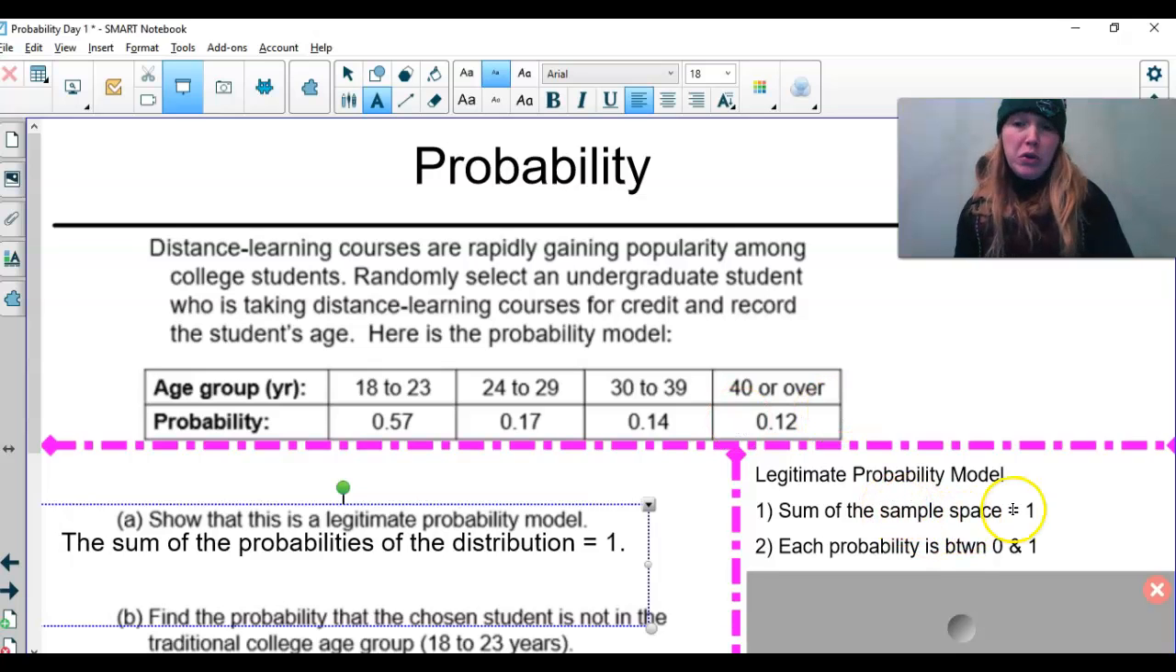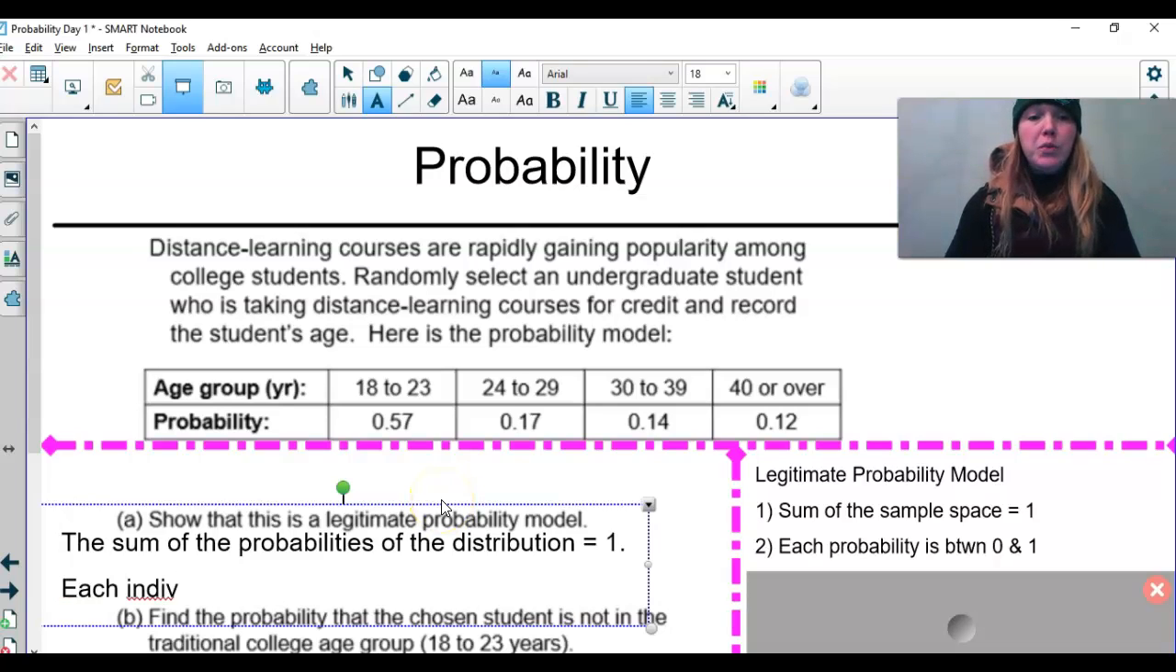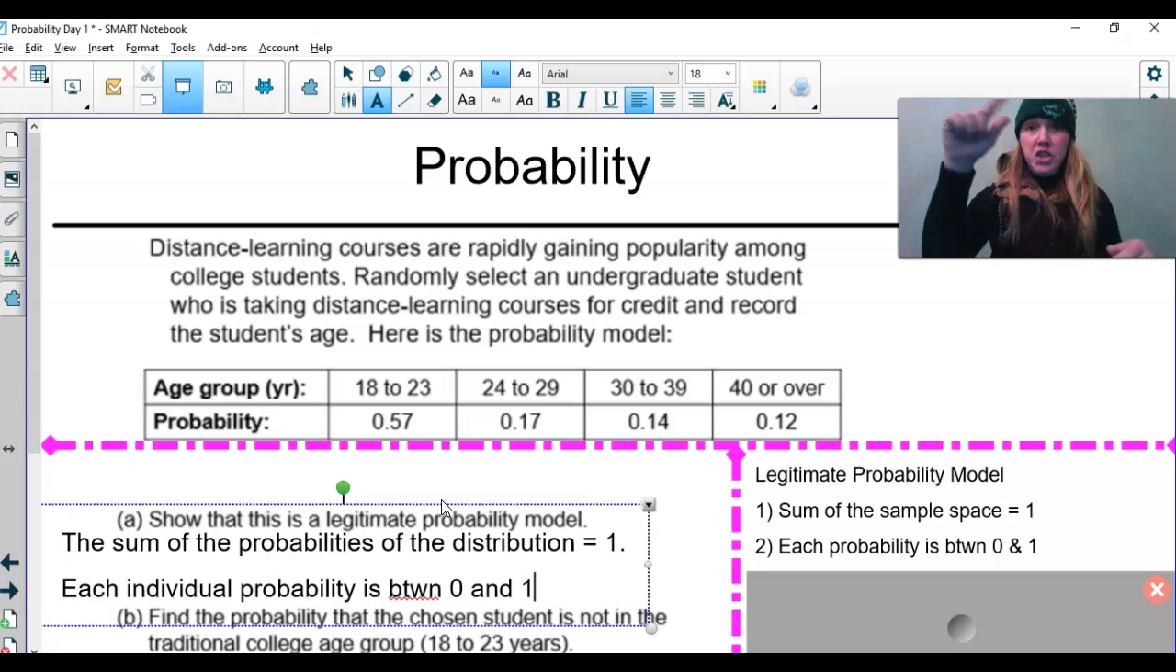For those of you who don't know what a sample space is, it's every outcome that could happen for that event. So in this case, it's ages of people who are 18 and over who take distance learning courses. So this is every option, which is our sample space, okay? So then we would also say each individual probability is between 0 and 1. Check, check. We have a legitimate probability model.